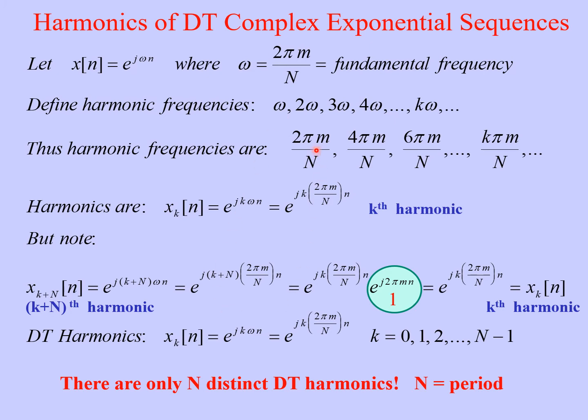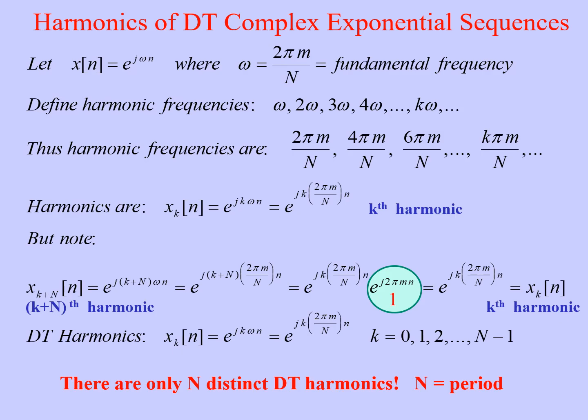I'm not going to go through all the details to prove this, but it turns out that there are only N distinct discrete time harmonics, where N is the period or fundamental period of the sequence. In other words, if our sequence repeats itself every 8 values, every 8 ticks of n, then our period, big N, is 8. What that means is there will only be 8 harmonic frequencies.